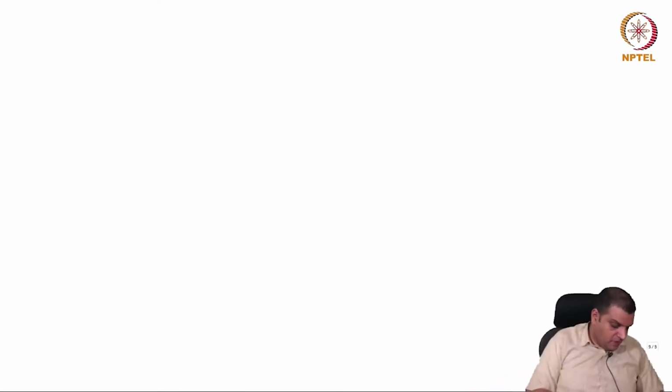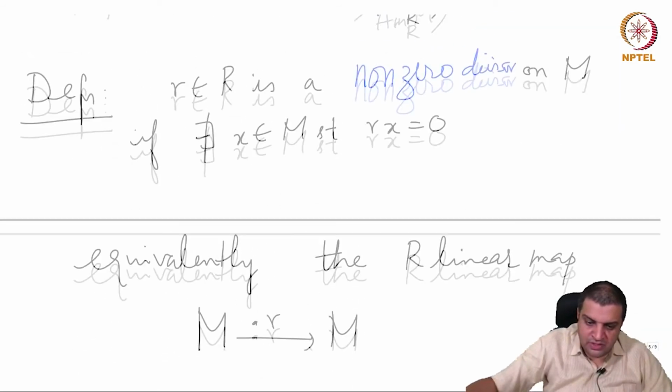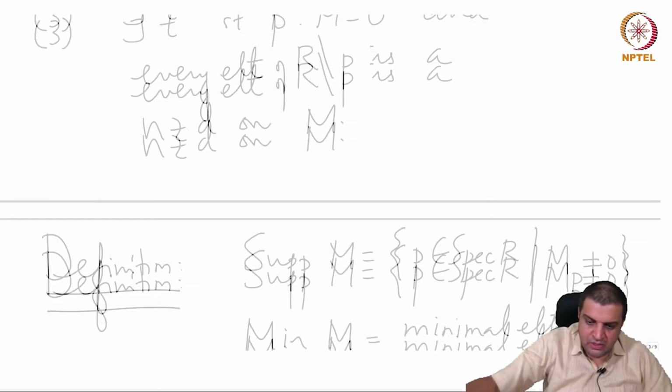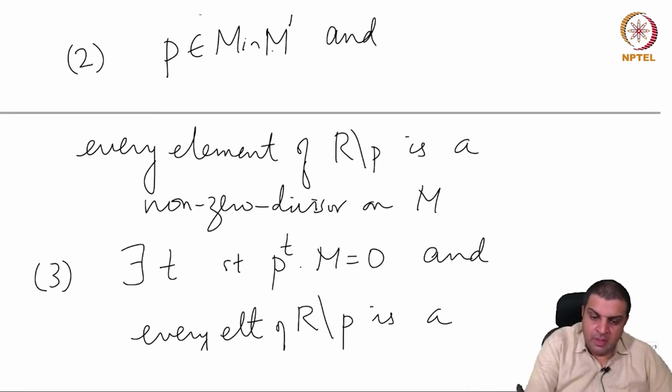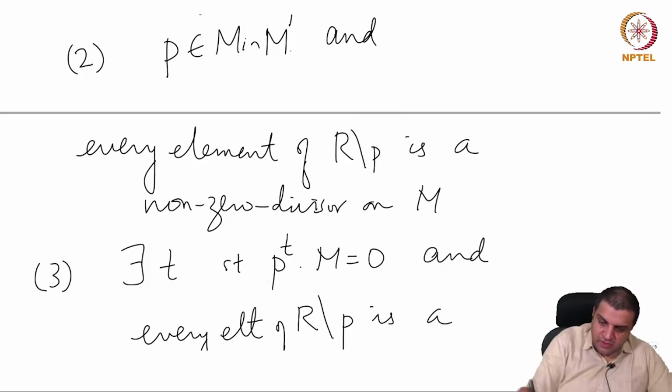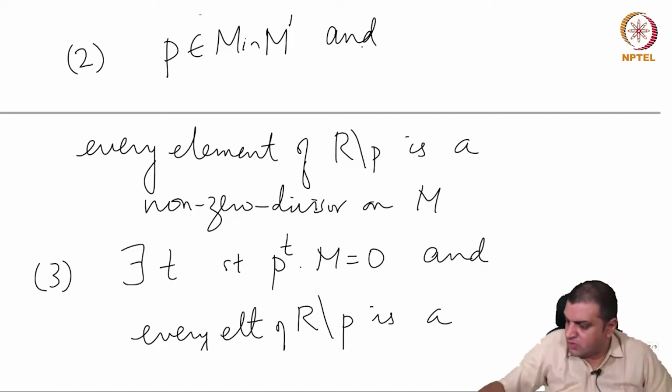Now 2 implies 3. So let's look at 2. Part of 2 and 3 are the same, which is about some things being non-zero divisors. So 2 says P is a minimal prime and every element of R mod P is a non-zero divisor. From this we have to conclude this part, and the rest is just the same. Now from all of 2 we will assume that P to the t kills M, and then the rest is just rewriting.